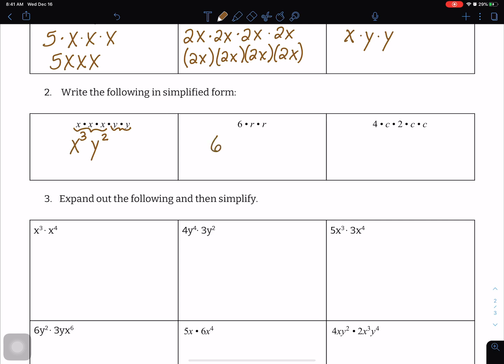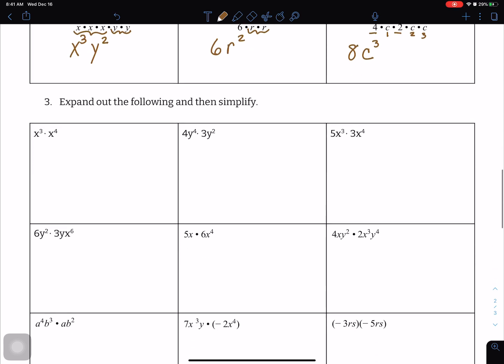Coefficients would go out front, and then r squared, and I know it's an r squared because I have 2 r's. When we have numbers in multiple places, we're multiplying, so we're going to multiply 4 times 2 to get 8, and then I'm going to count up how many c's I have. I have 1, 2, 3, so c to the 3rd.